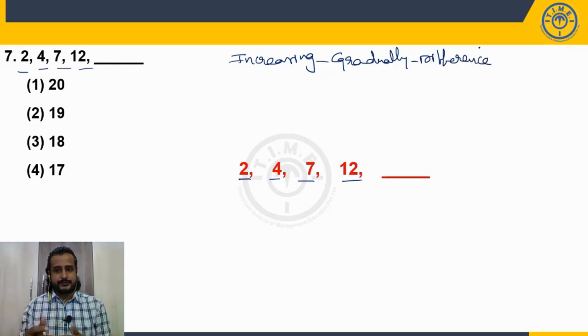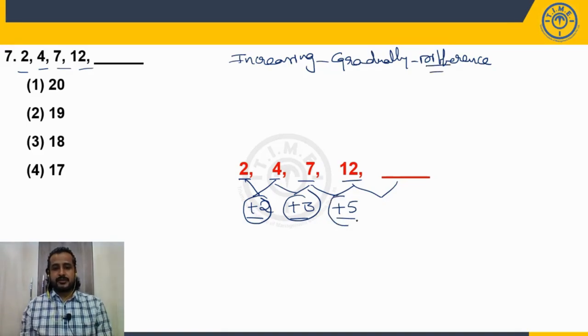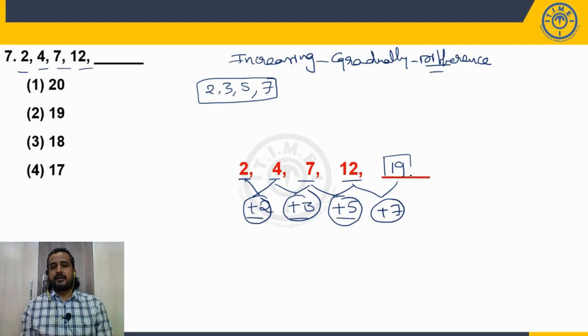You are able to follow me, right? Good. Now, what is the difference between 2 and 4? Plus 2. 4 and 7 increased by 3. 7 and 12 increased by 5. Now look at these numbers. What is the next difference I need to take? That I need to understand. Plus 2, plus 3, plus 5. It comes under which classification? Difference is fine, but which classification? What are these numbers? 2, 3, 5. Next will be 7. Consecutive prime numbers. After 5 will be 7. 12 plus 7, 19 is my required answer.